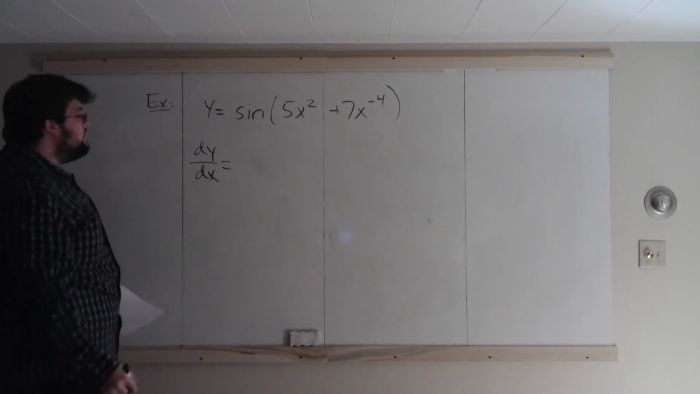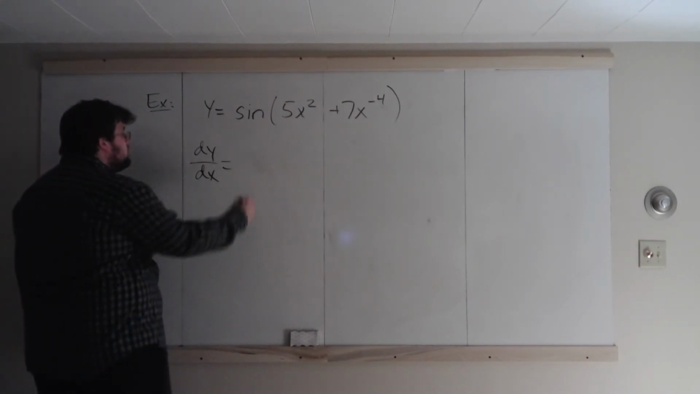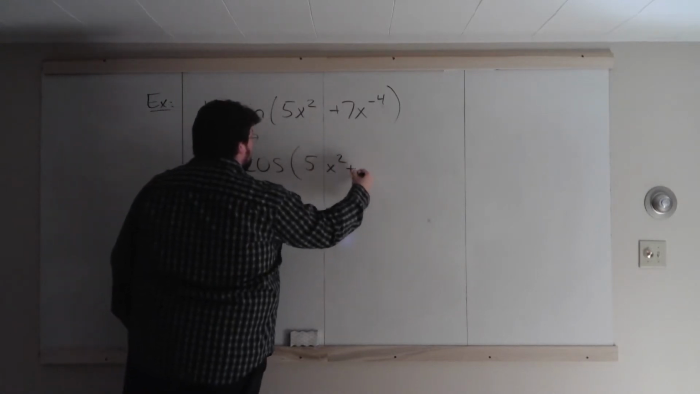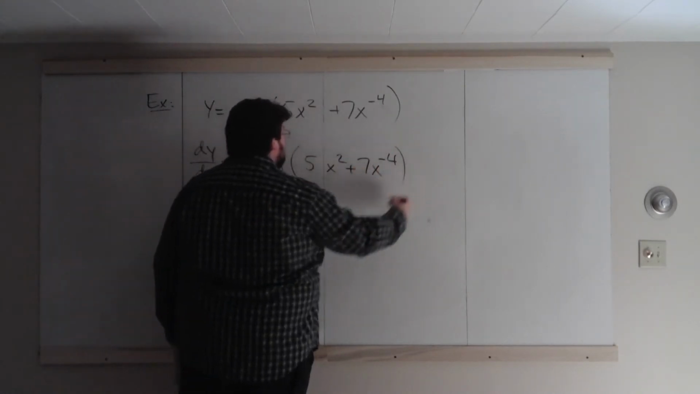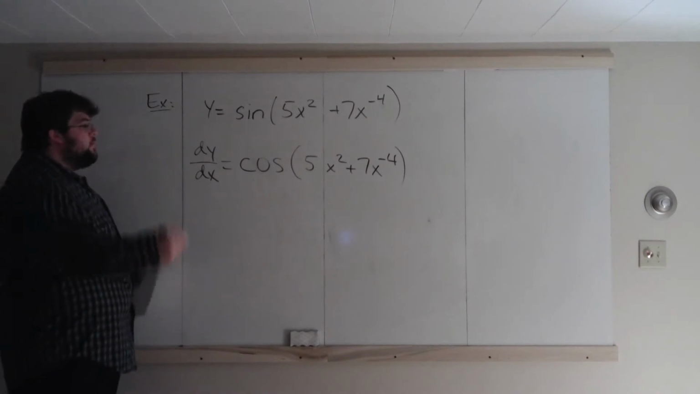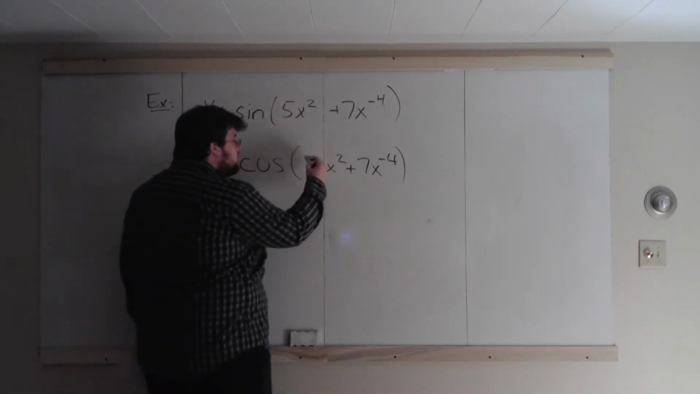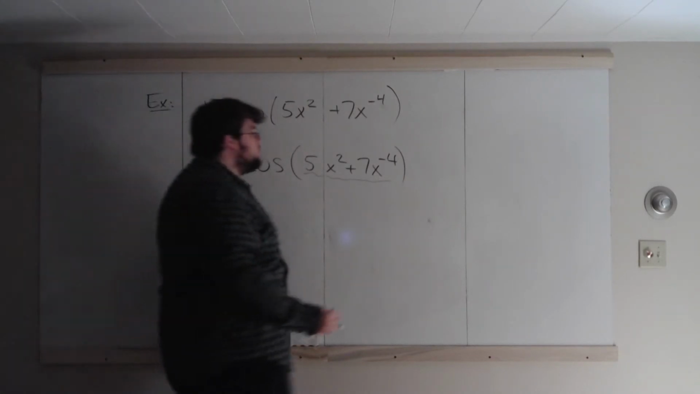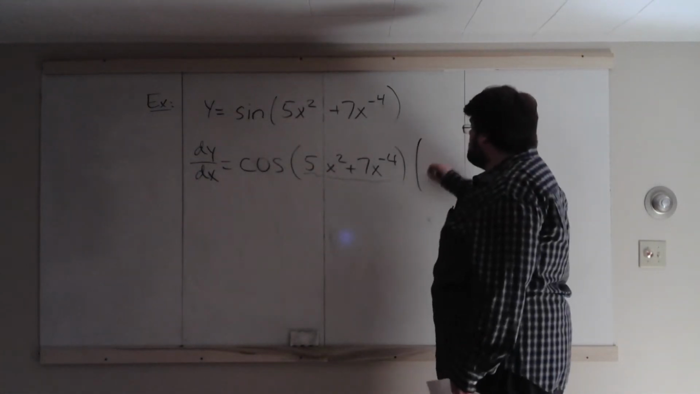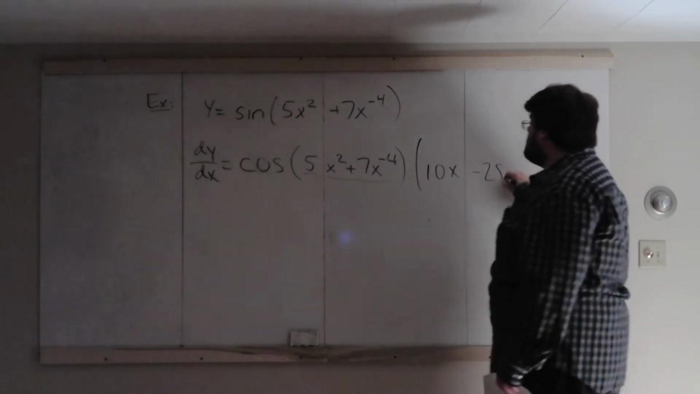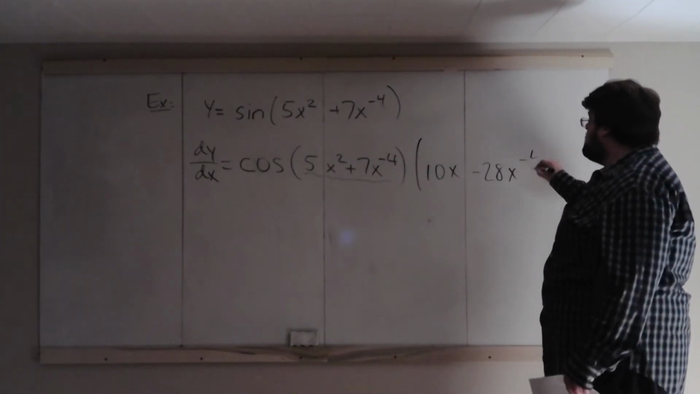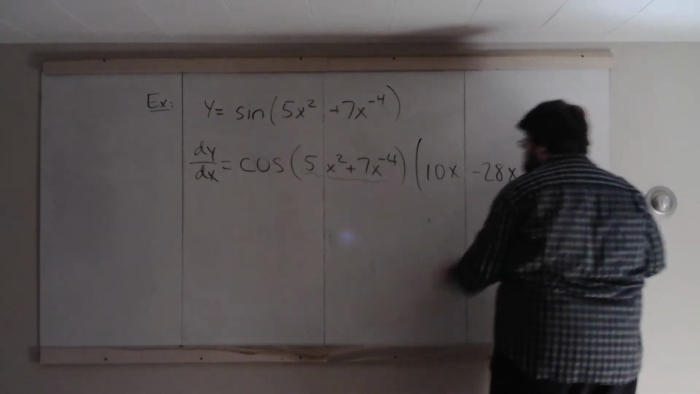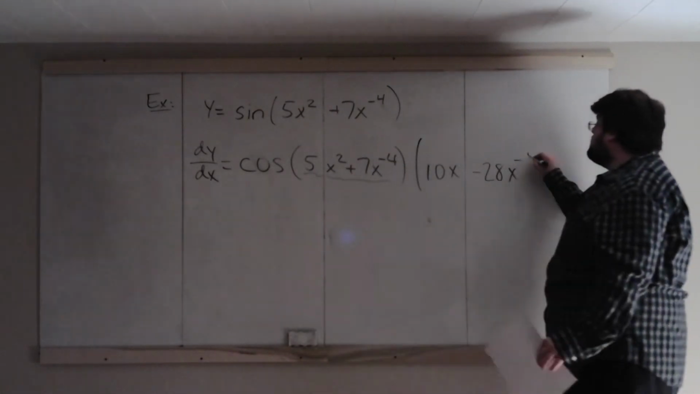This is a sine function. Derivative of sine is cosine. But the chain rule says you then multiply by the derivative of that inside piece, which in this case is what? 10x minus 28x, and then negative 4 minus 1 is negative 5.